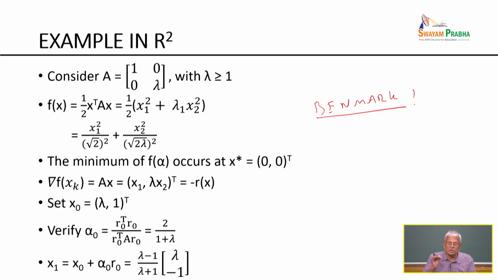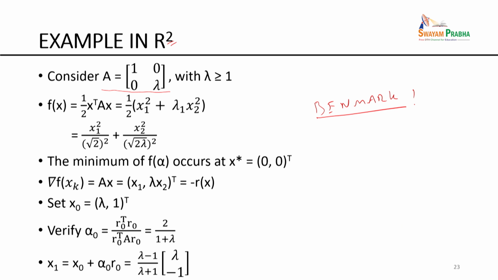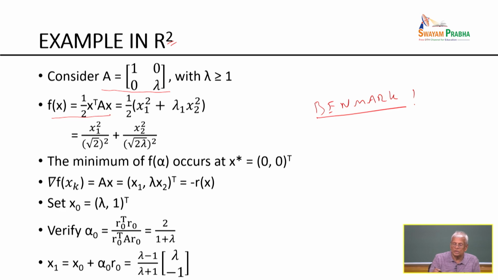So, to do the benchmark result, I am assuming my dimension is 2 because I want to get a good feel. I am going to pick a matrix which is symmetric, which is diagonal, 1 0 0 lambda. The 2 eigenvalues of this are 1 and lambda. I am assuming lambda is greater than or equal to 1. So, f of x is equal to 1/2 of x transpose A x, that is equal to 1/2 of x1 square plus lambda x2 square, which I can rewrite as this expression.